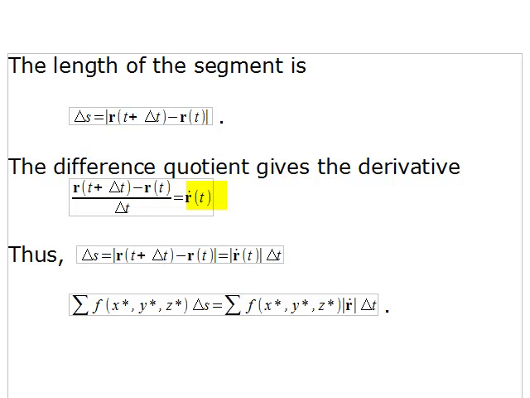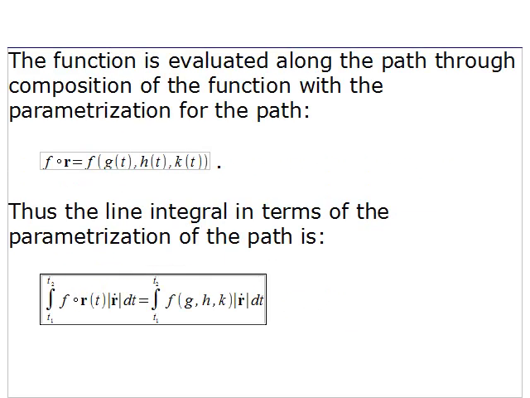So I'm going to rearrange this and write delta s as the absolute value of r dot times delta t. Now I have this line segment in terms of the parameterization t. So instead of just delta s here, I can write the magnitude of r dot, the magnitude of the time derivative of the parameterization, times delta t. I'm still in the Riemann sum, and we have to move out of that.